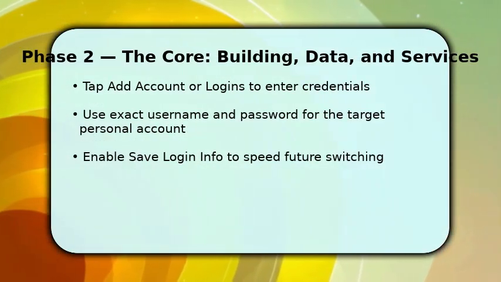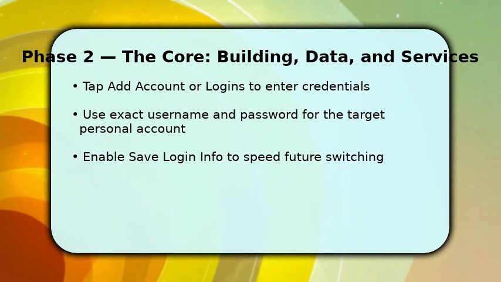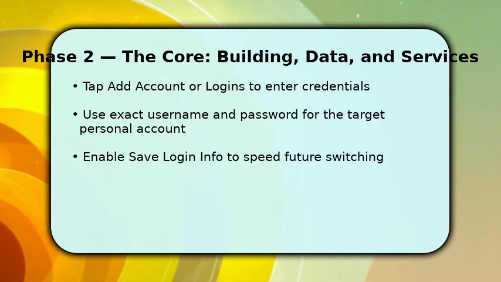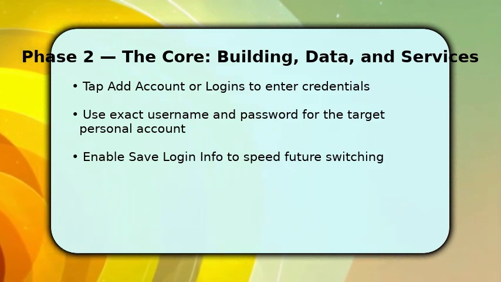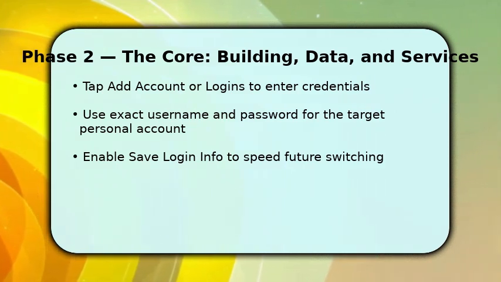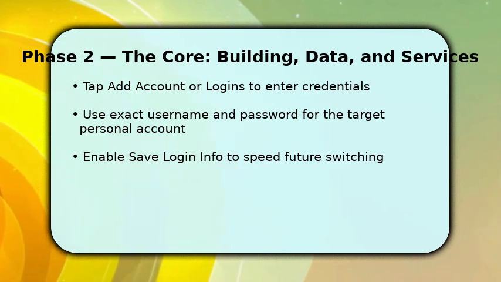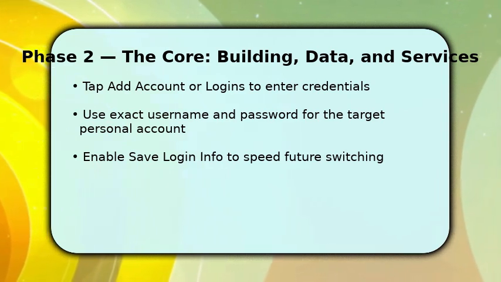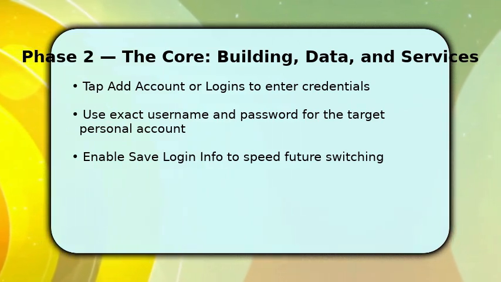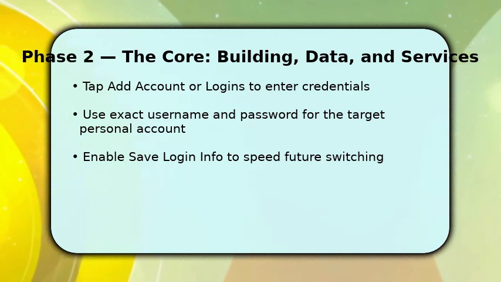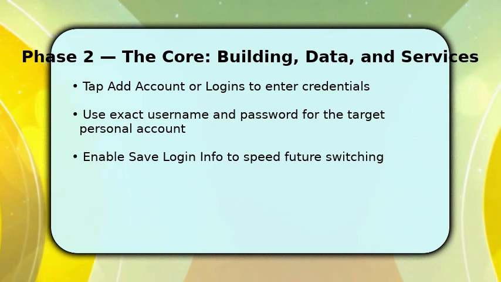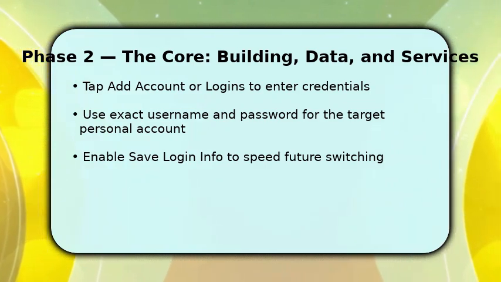Tap Add Account or Logins, then choose Log into Existing Account. Type the exact username and password for that personal account. Accuracy matters. After logging in, enable Save Login Info so switching is fast later. If prompted, confirm two-factor codes. This secures access. Make sure to avoid using email or phone tied to a business profile because that can cause cross-account confusion. Once added, both personal accounts will appear in the switch list.